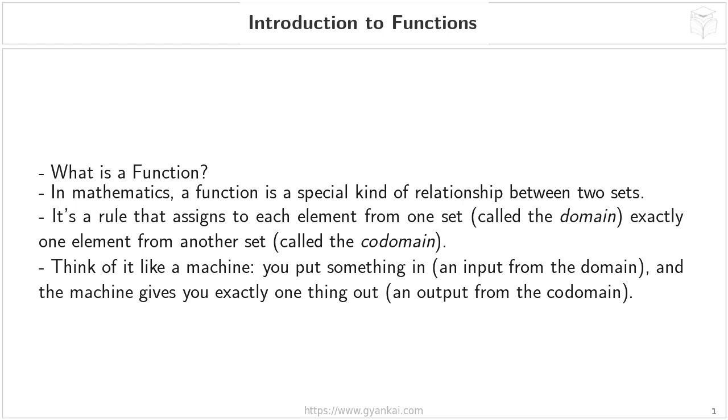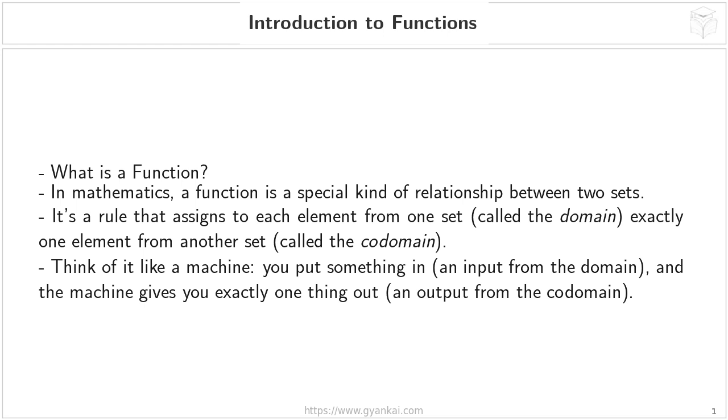Think of it like a machine. Imagine you have a machine and you put something into it, that's your input, coming from the domain. The machine then processes that input and gives you something out, that's your output, which belongs to the codomain. But this machine is special. It always gives you just one thing out for each thing you put in.